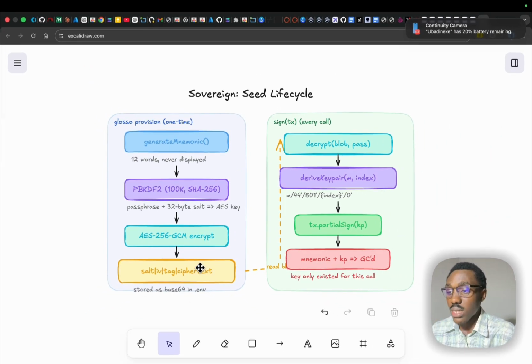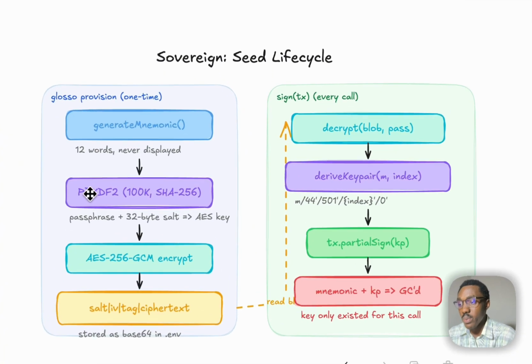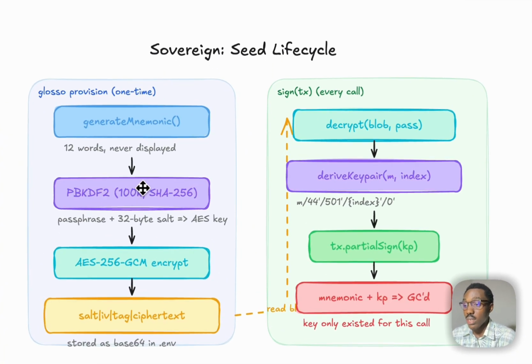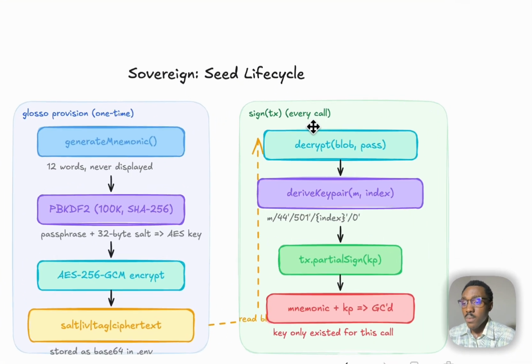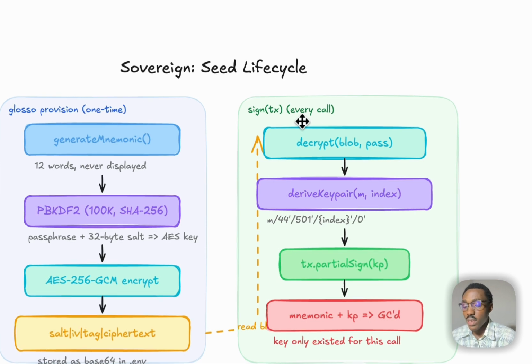And remember, the key is derived from a passphrase using PBKDF2 with 100,000 iterations plus a 32-byte SHA-256 salt here, ensuring safety from brute forcing. So once the blob is stored in the ENV, the private key is never stored, just the blob. Now, when it's time to sign a transaction, when the sign method is called, the first thing that happens is the blob is fetched from the ENV and is decrypted.